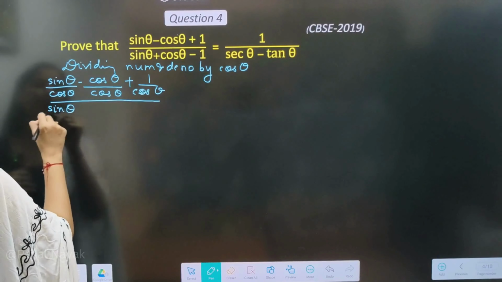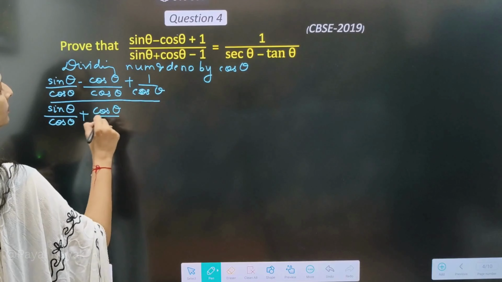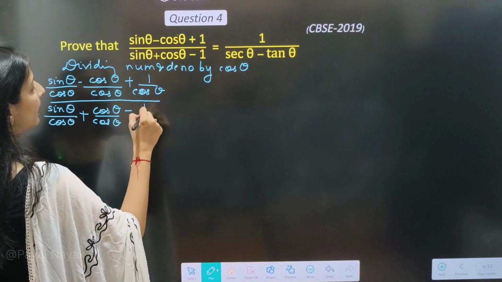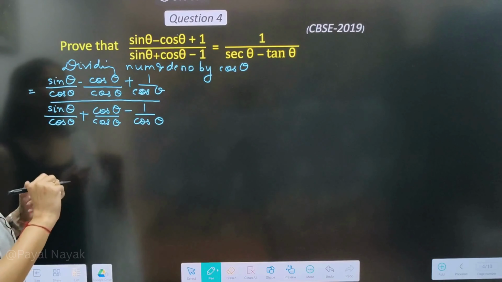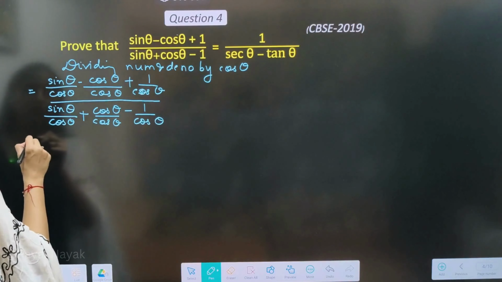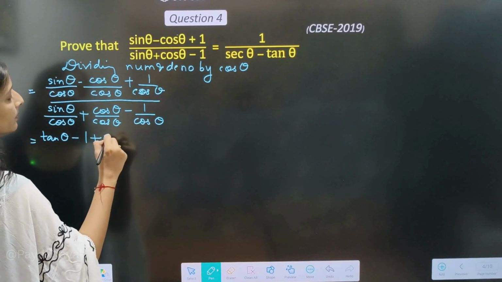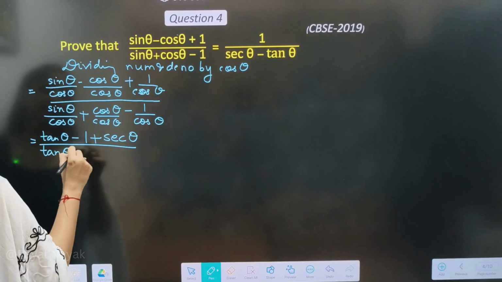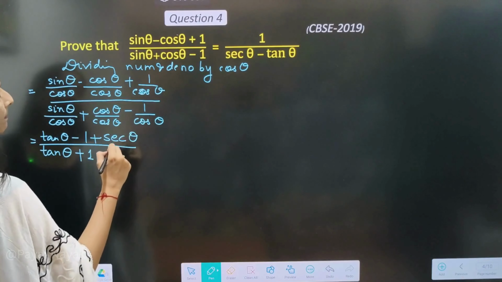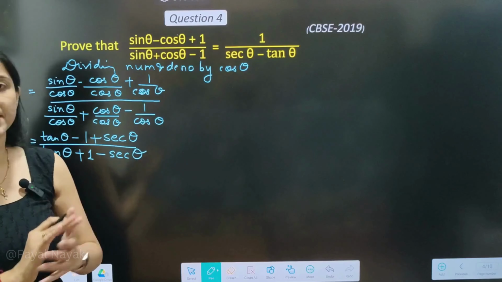Also the same step you are going to do: sine theta upon cos plus cos upon cos and minus 1 upon cos theta. Now why did I choose cos? Because sine by cos will give me tan, 1 by cos will give me sec. Okay, so now you are going to write this as tan theta minus 1 plus sec theta. Same way the denominator also, tan theta plus 1 minus sec theta. Okay, so the first step is done.